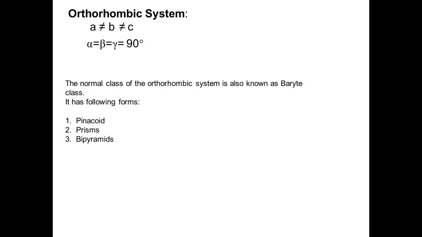The normal class of orthorhombic system is also referred to as Barite class. So if you happen to get a question like this, which of the crystal systems has Barite class as its normal class, it has to be orthorhombic system. All right, it has three forms: pinacoid, prism, and bipyramid. So we'll have a look at them one by one.